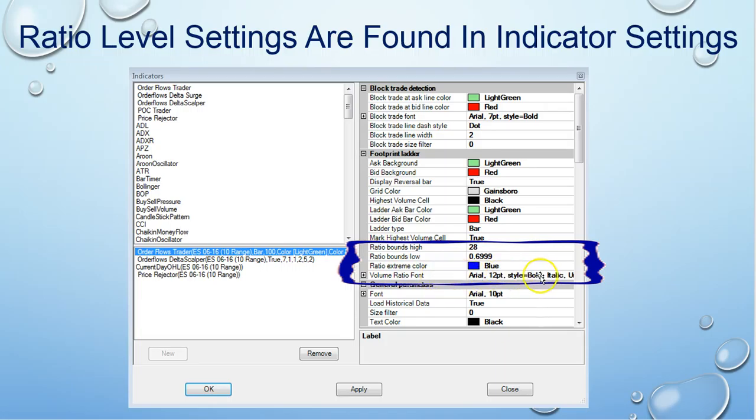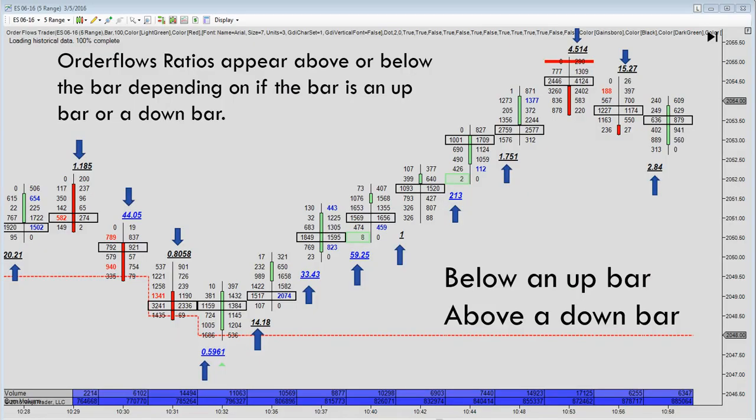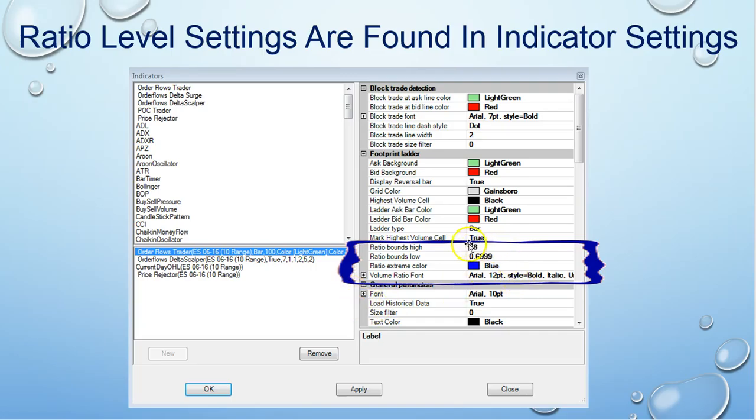And the font, I prefer to keep it a little bit bigger than the normal numbers in the footprint chart, and I like to bold it and put in italics and underline, just so it stands out a little bit. Again, you want to keep it separate from the other numbers that you're seeing inside the bar. And again, you can adjust the ratio bounds high number, or you could adjust the ratio bounds low number.